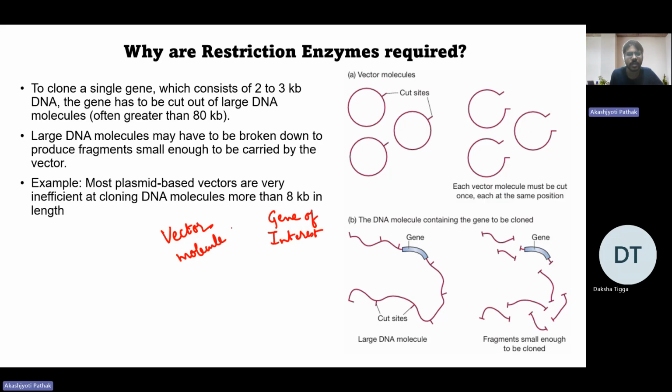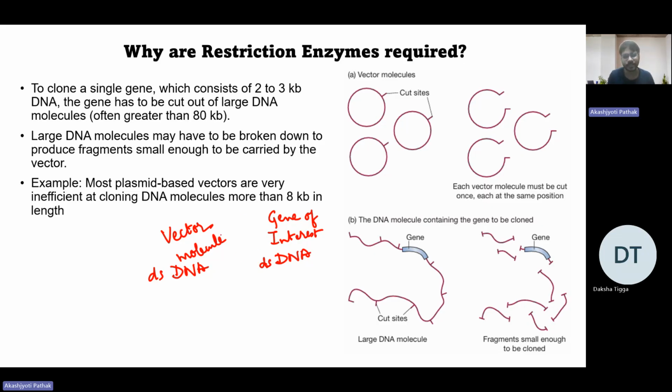So these are different names actually, but sometimes some people get confused. What is a vector? What is gene of interest? These are DNA molecules only. Okay, so both of these are double-stranded DNA molecules. So vector is that molecule which will carry your gene of interest. So for cloning, what we do is we cleave the vector with a restriction enzyme, or with a set of restriction enzymes, we cleave the gene of interest with the same set of restriction enzymes, and then we ligate the gene of interest with the vector molecule.